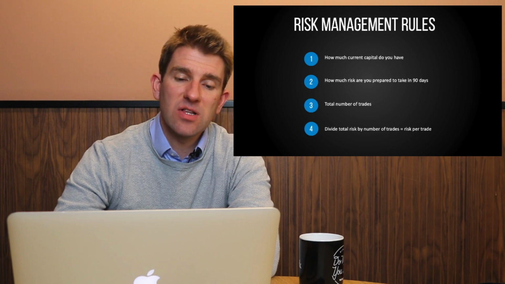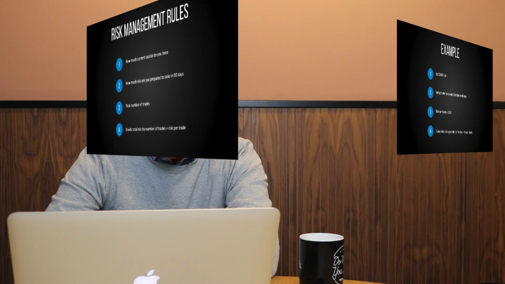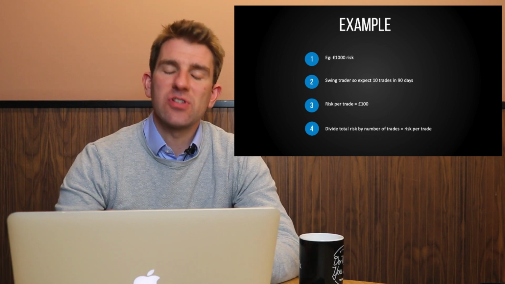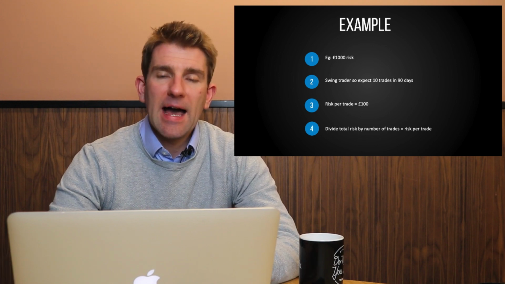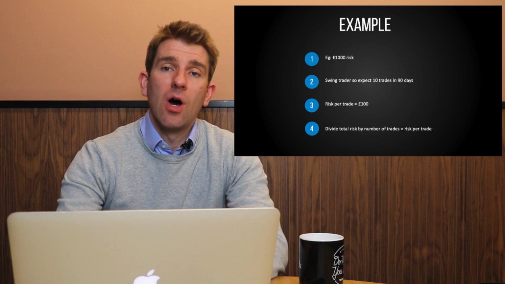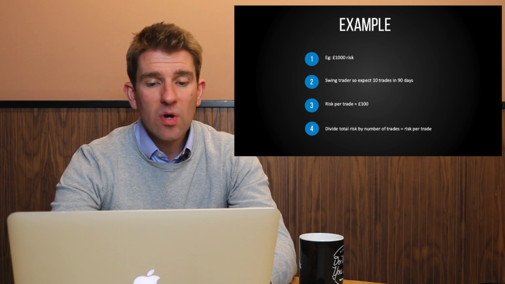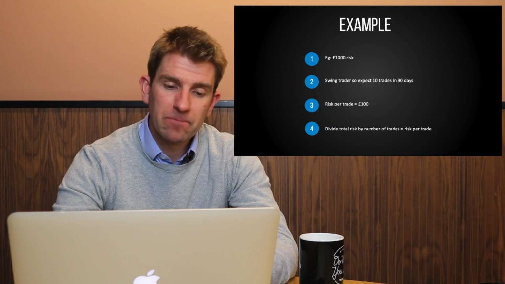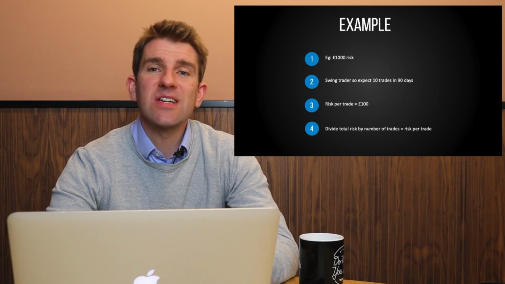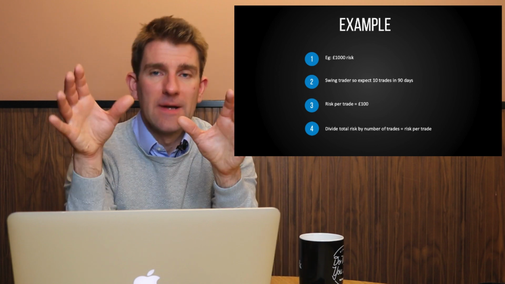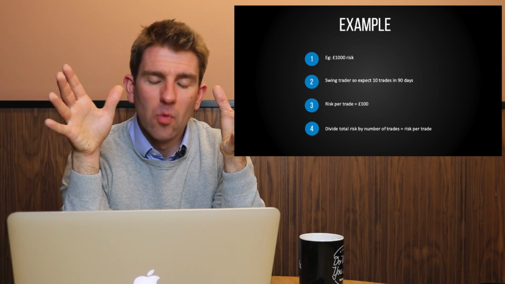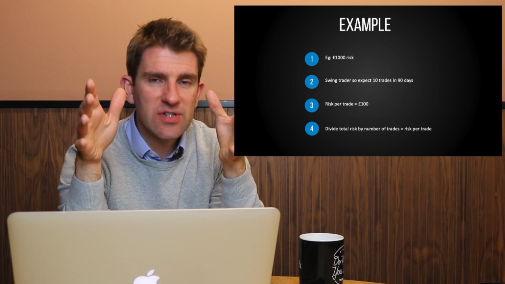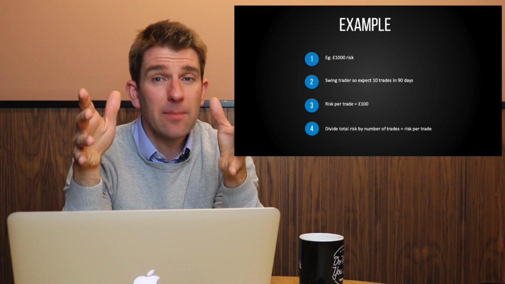So let's move on to the next slide. For example, let's say we've got £1,000 risk, just for this argument's sake, okay? And we're a swing trader. So over a 90-day period, we might expect to take 10 trades. That means we can risk £100 per trade. You might say, well, this doesn't make any sense. What we're doing here, guys, is saying to ourselves, what if we lose every single trade, which I know is unlikely, but it's possible.